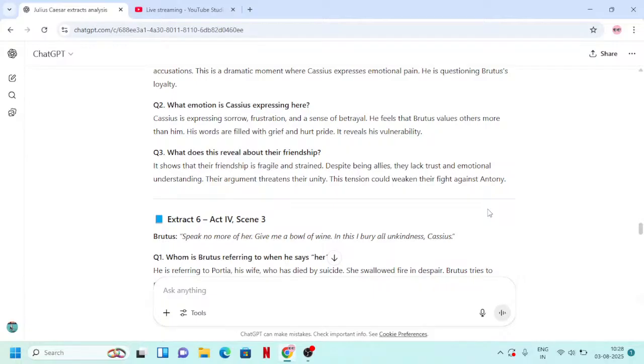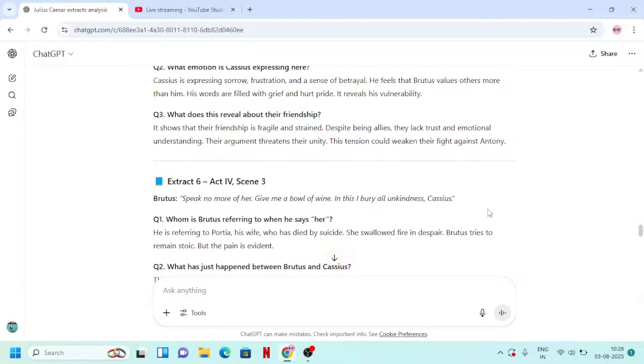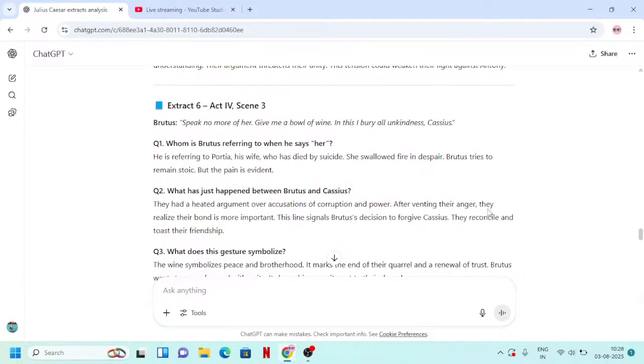Their argument threatens their unity, and this tension could weaken their fight against Antony, because they are not united and as good friends as they should be in this situation.